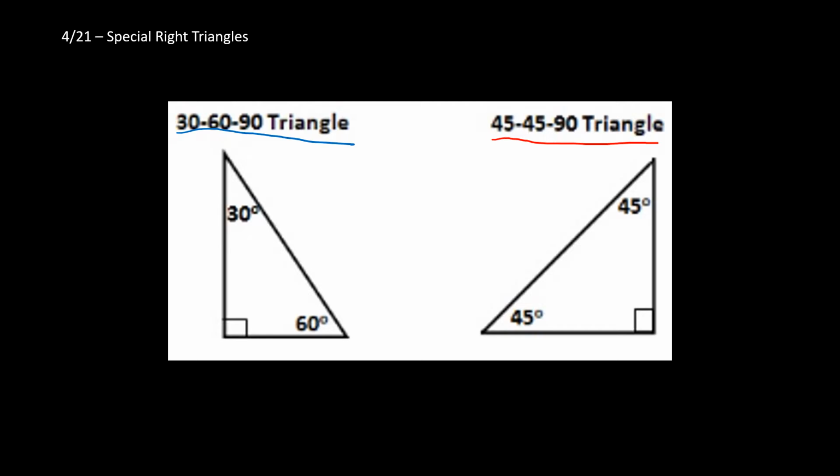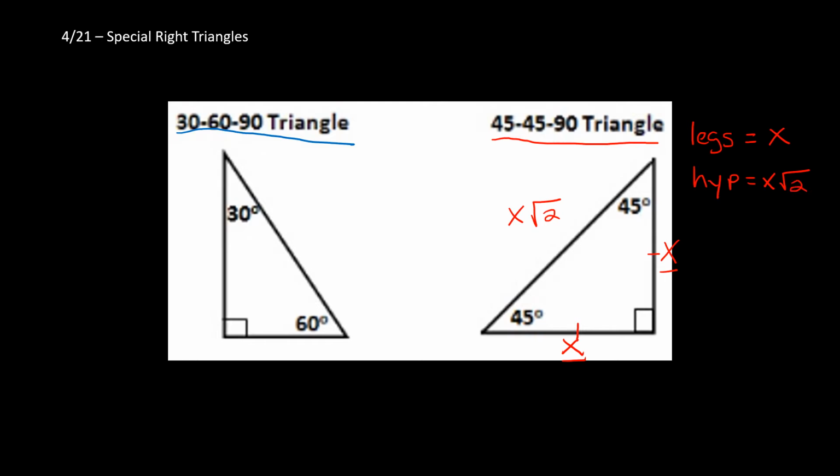So what I want to cover with you all first is the 45-45-90, and we're going to label our sides as x and x. We know these two sides are the same because the angles across from each other are the same. They're congruent. And we're going to be able to identify this hypotenuse as x square root of 2. So for this one, the legs are equal to x, and the hypotenuse is equal to x square root of 2.